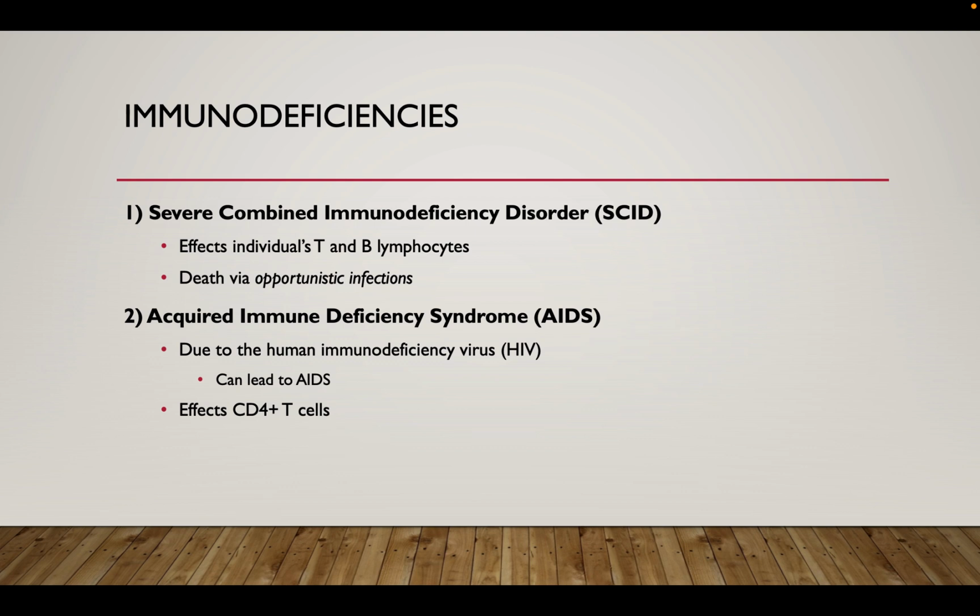And what AIDS actually affects is the CD4 T cells. If you think about what CD4 T cells are, those are your helper T cells. So if you inhibit and destroy your helper T cells, now you've lost that critical component of your immune system that acts to stimulate and activate other cells in our immune system.